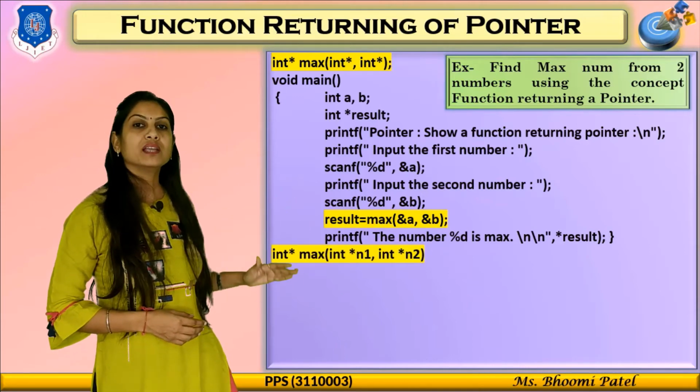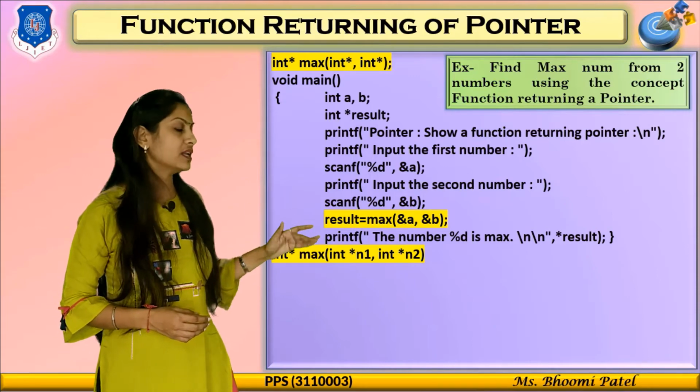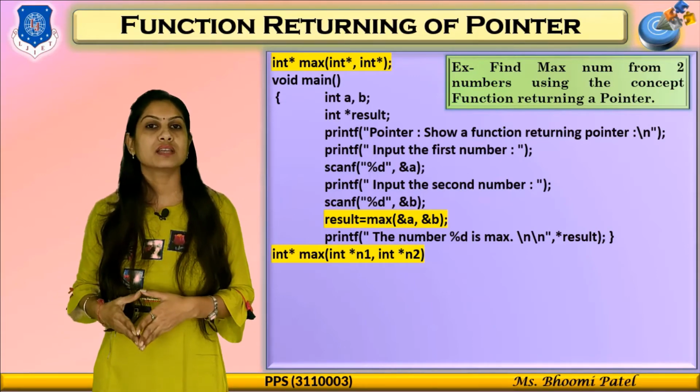After void main we write our function definition, just like int star max and then int star n1, int star n2.